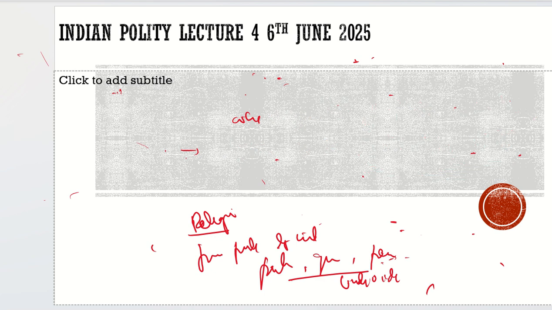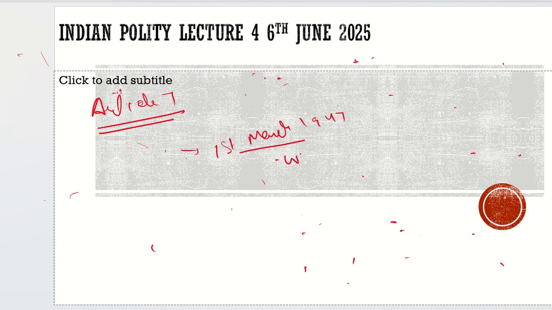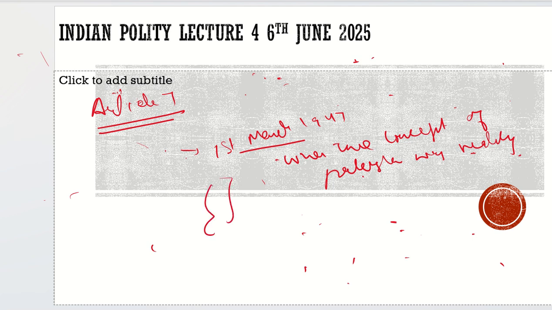Now we will discuss Article 7, and we will discuss the significance of this date, 19th July. What is the significance of this date? Let us discuss first. Let's discuss Article 7 now. Article 7. It was 1st March 1947 when the concept of Pakistan was a reality, and people started migrating from the Pakistan side to the Indian side.